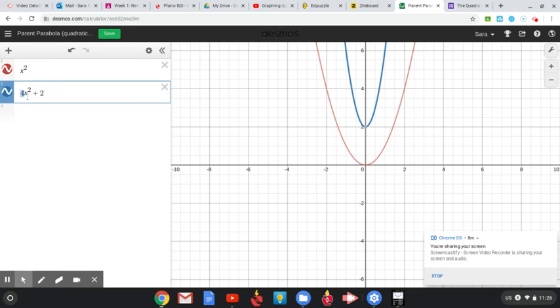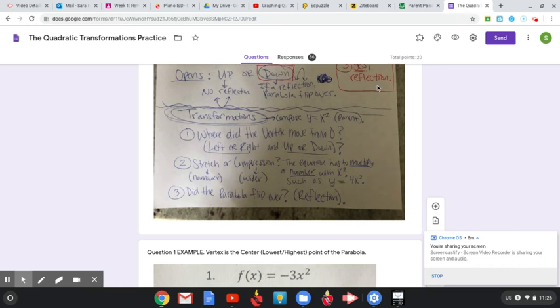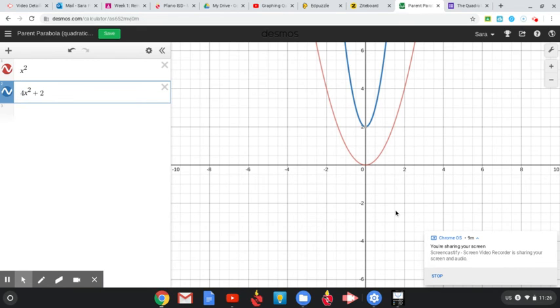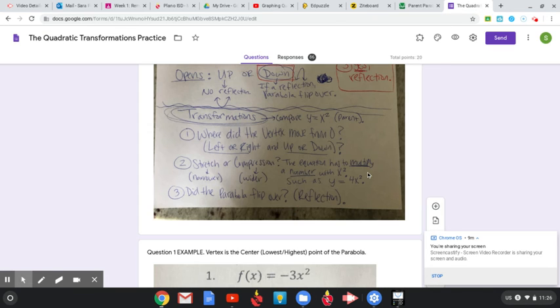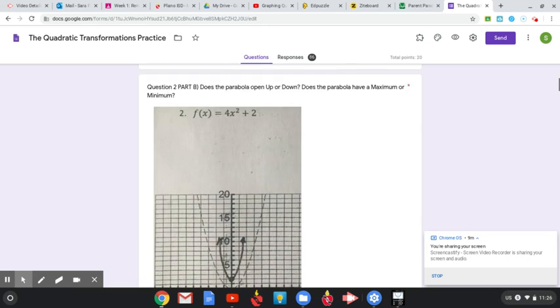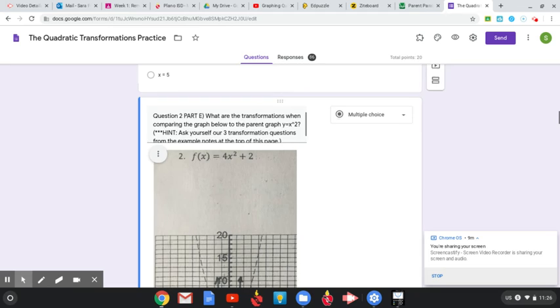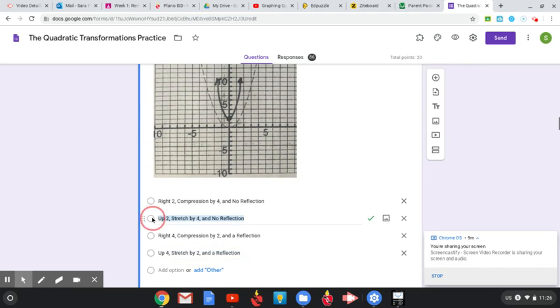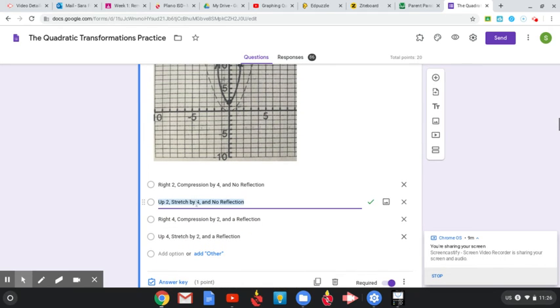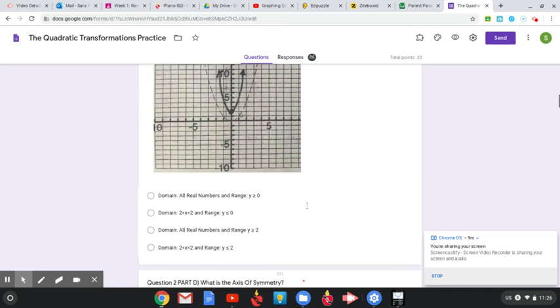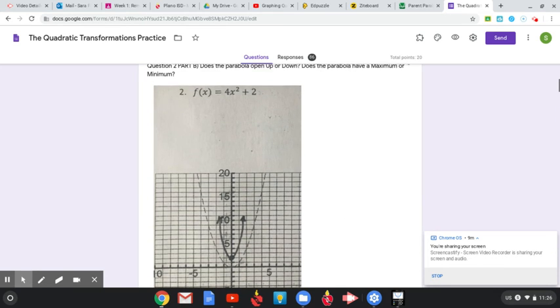Yeah, 4. And then while we're here, that last question, did the parabola flip over? Did it flip upside down? No, so no reflection. So your answer on question 2, part E, is going to be up 2, stretch by 4. We were multiplying 4, and no reflection. Very good. Okay, the last thing I want to go over is just domain and range.